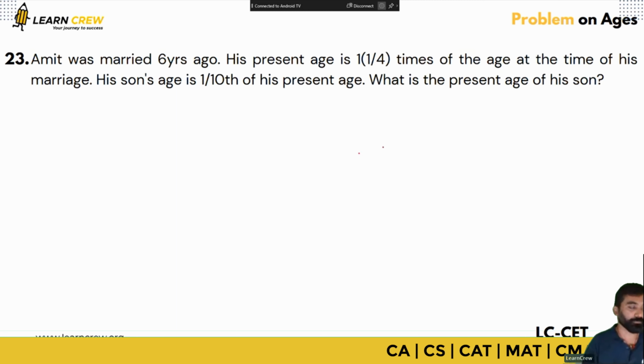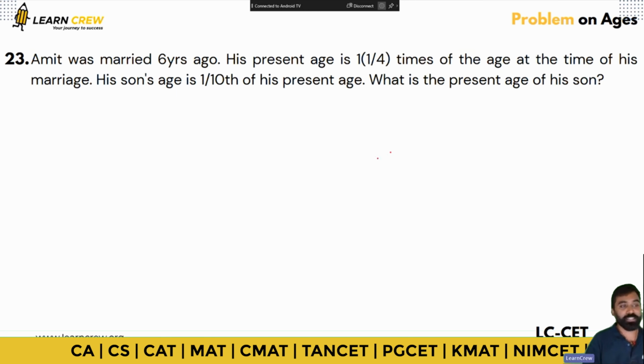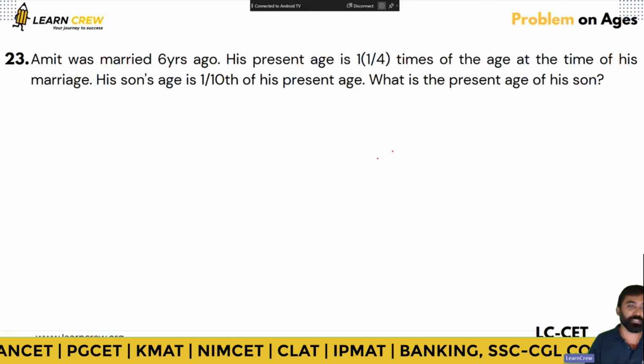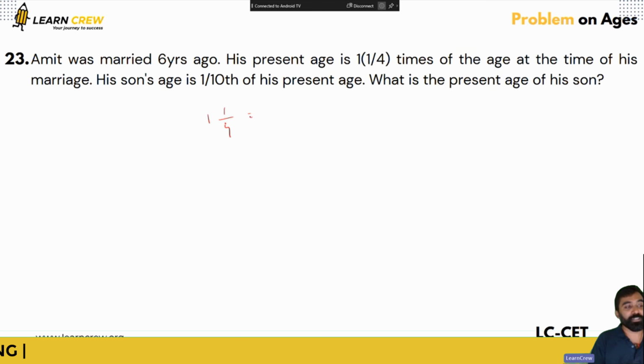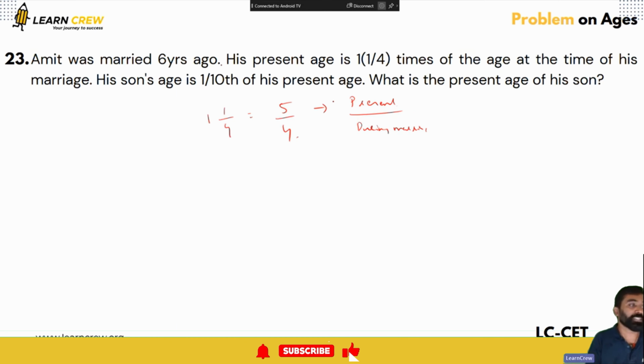I got 3. Amit was married 6 years ago. His present age is 1 by 4 times the age at the time of his marriage. 1 by 4, how can it be done? 4, 5 by 4. This is present. This is during marriage. Okay? During marriage.